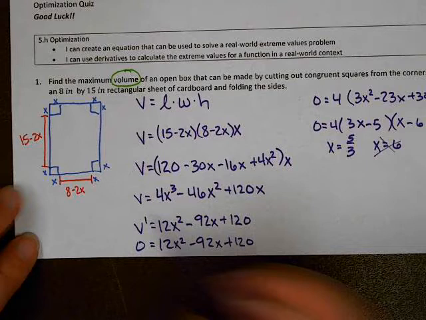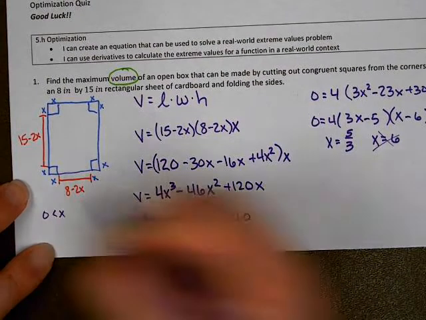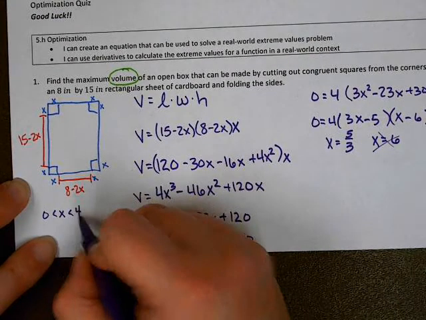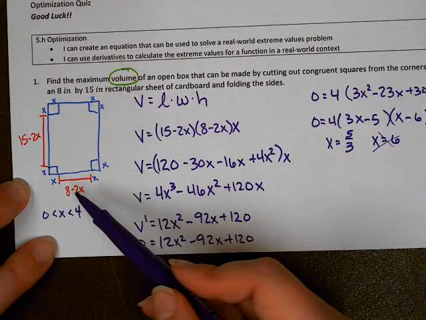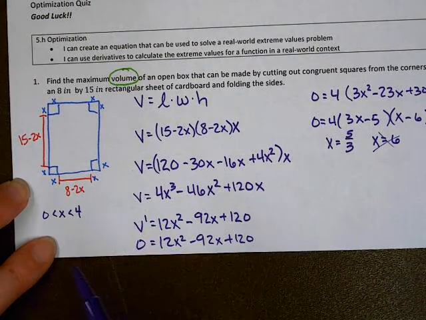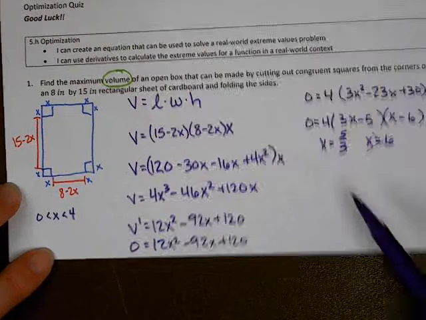If you want to go ahead and write yourself a reminder here, we know that x has to be greater than 0, right? And it's going to have to be less than 4. Because if I made it 4, that would be like cutting this exactly in half, and I wouldn't have any width there anymore. So it needs to be somewhere between 0 and 4, and we know that 5/3 is.